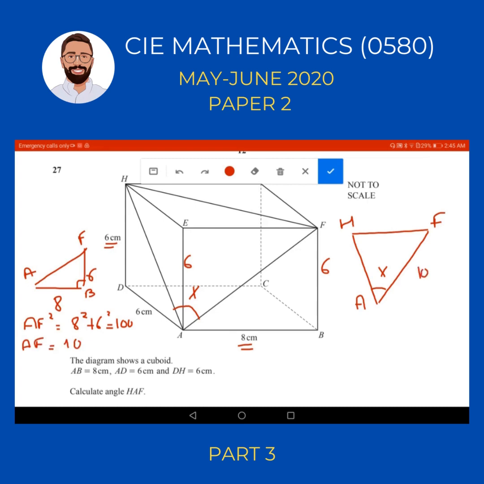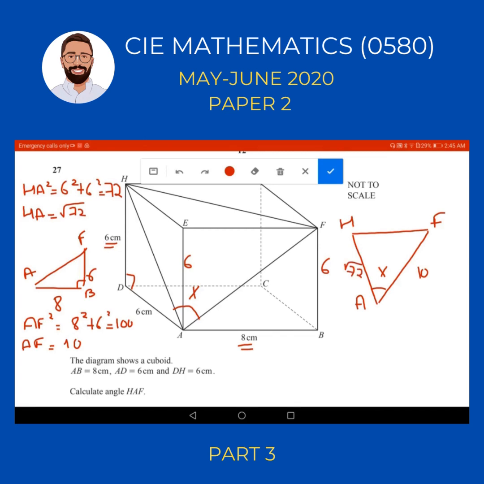Now how can you find HA? Again, this is a right angle. We're given the length of DH, which is 6, and the length of DA, which is 6. So HA, the hypotenuse, squared is equal to 6 squared plus 6 squared, which is equal to 72. So HA is the square root of 72.